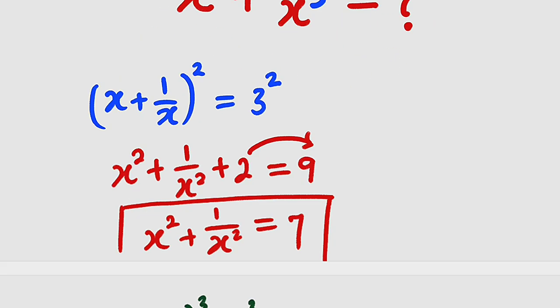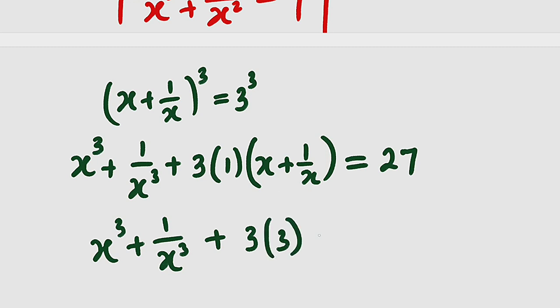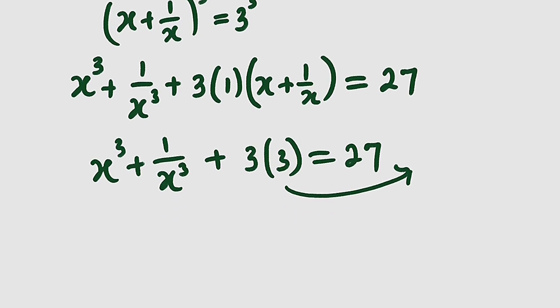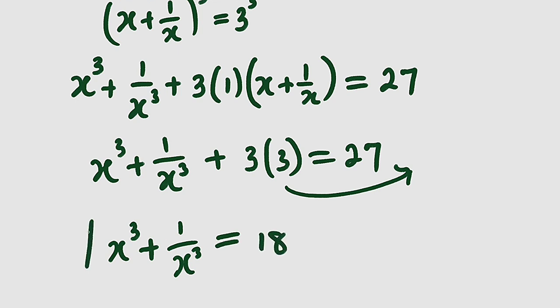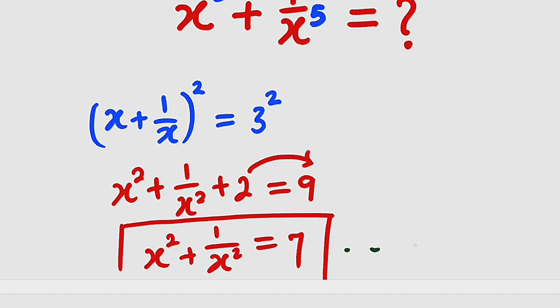You can see that here. So we can plug it back. We have x to the power of 3 plus 1 divided by x to the power of 3 plus 3 times 1 is 3. Then the whole of this is 3, right? This is equal to 27. If you multiply 3 by 3, you're going to get 9. Once you take 9 to the other side, it becomes negative. And 27 minus 9 is 18. So we have x to the power of 3 plus 1 divided by x to the power of 3 equals 18. Second equation. Let me call this one equation 2 and this one as equation 1.